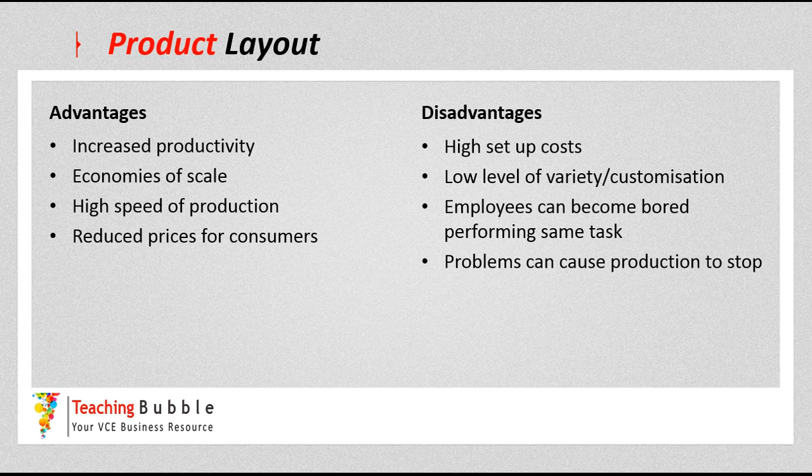Employees can become bored performing the same task. As we said before, they perform a specialised task repeatedly, and so they can become bored with that, and then you've got all your workplace issues there with low morale and those types of things. And then problems can cause production to stop. So if there's a problem on one part of the line, sometimes if it can't perform that task, then production may have to stop until that area has been fixed.